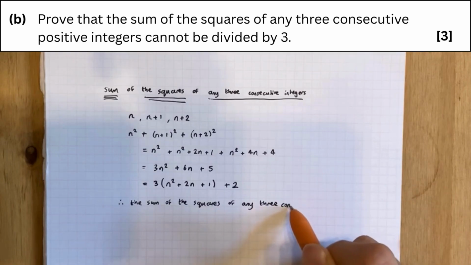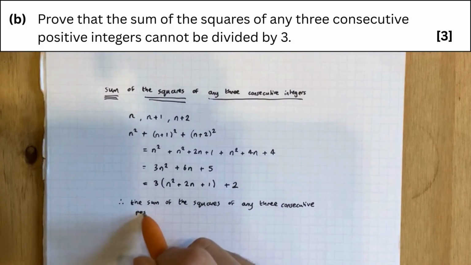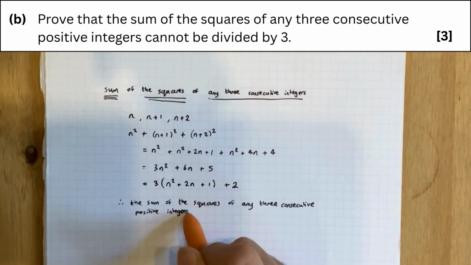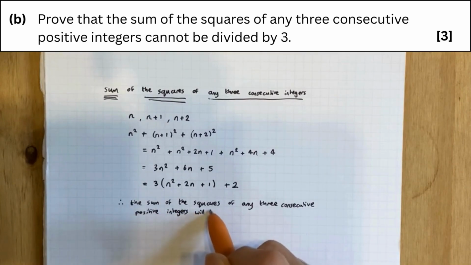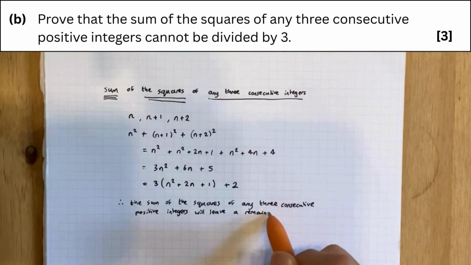So in words, the sum of the squares of any 3 consecutive integers will leave a remainder of 2 when divided by 3.